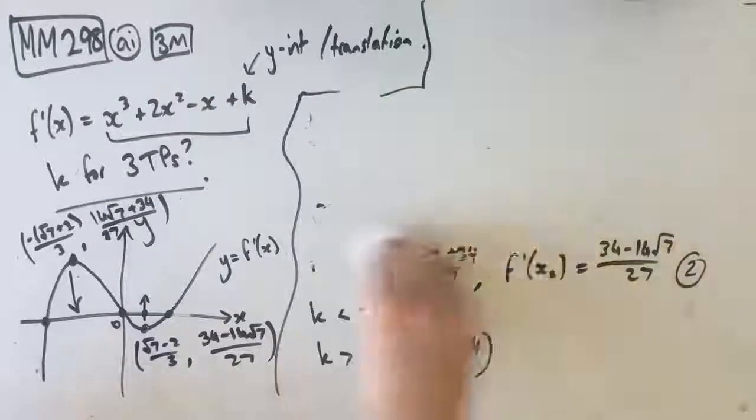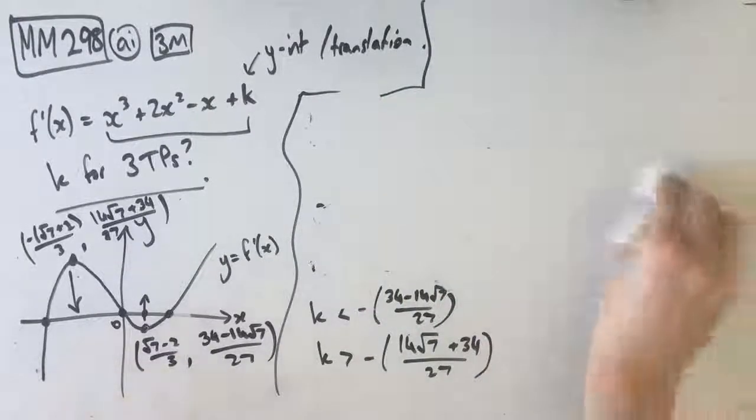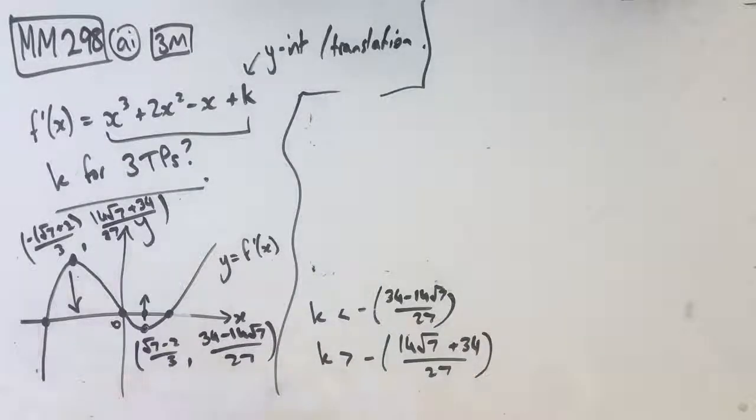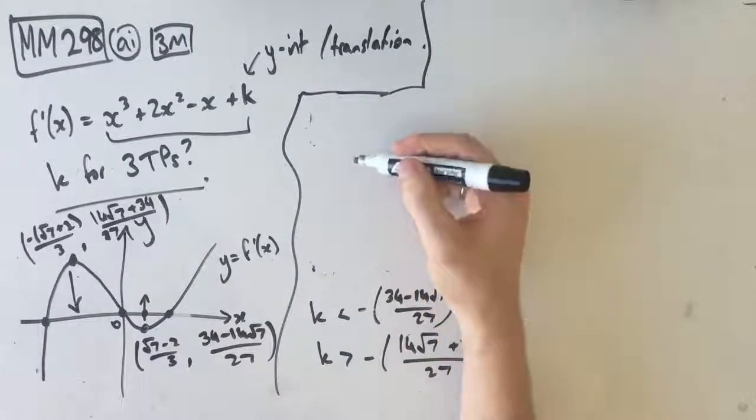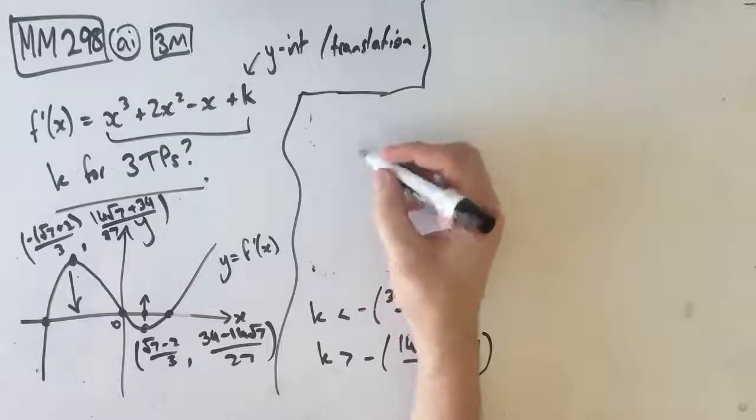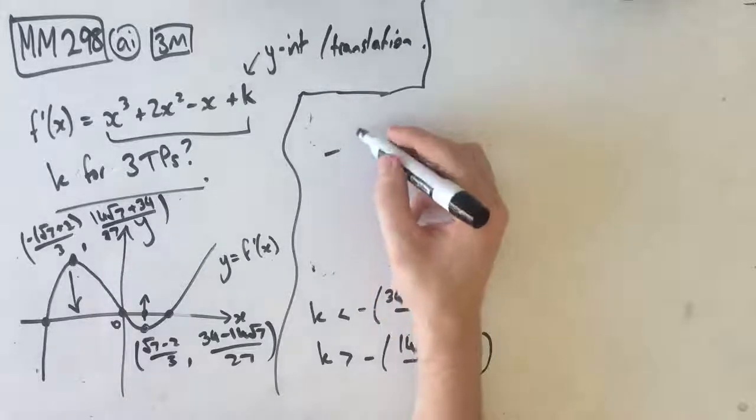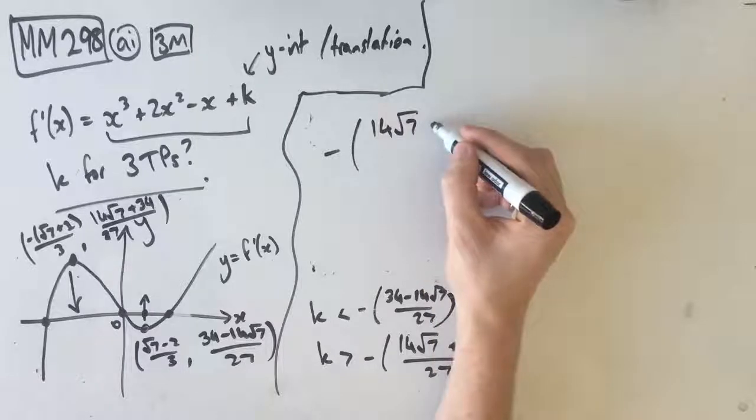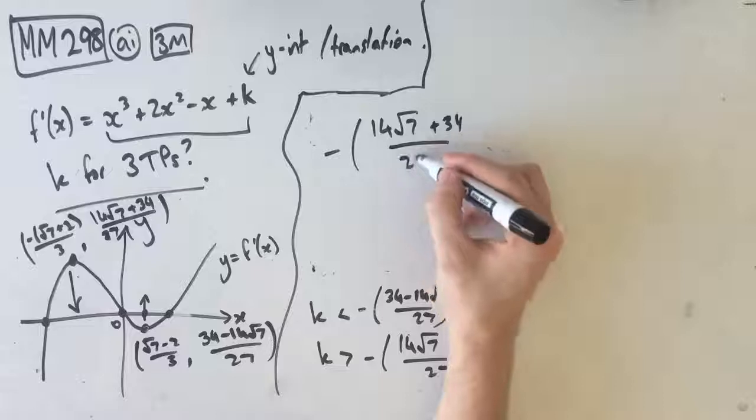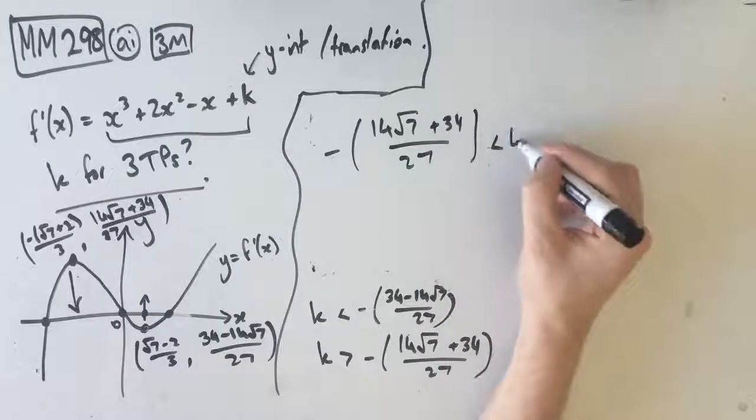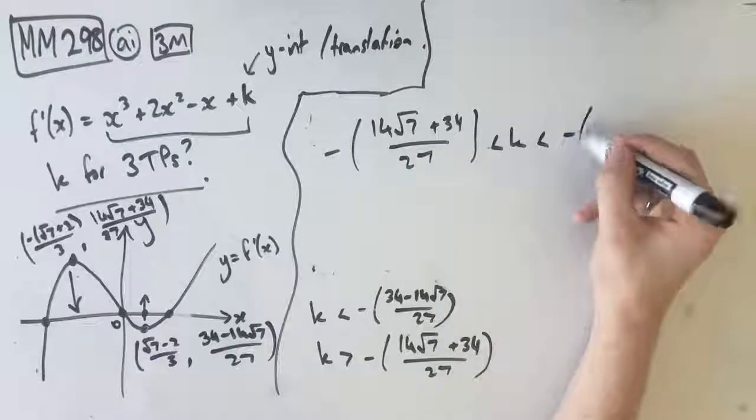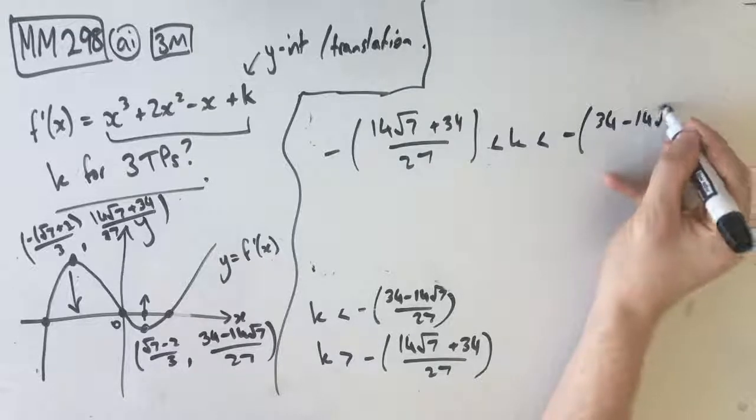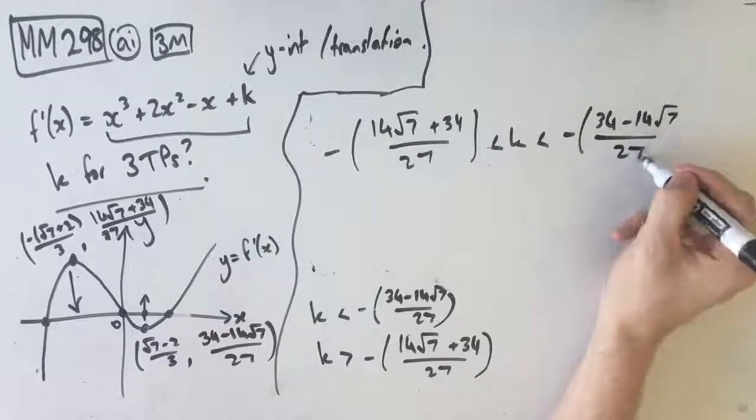I know this is really confusing, probably because these numbers are a bit crazy, but I'm always here to answer questions in the comments below, so just hit me up if you have any questions. So therefore, k is between negative 14 root 7 plus 34 over 27 and negative 34 take 14 root 7 over 27.